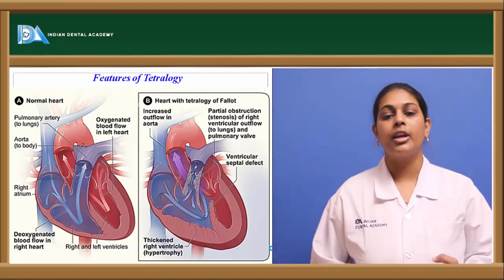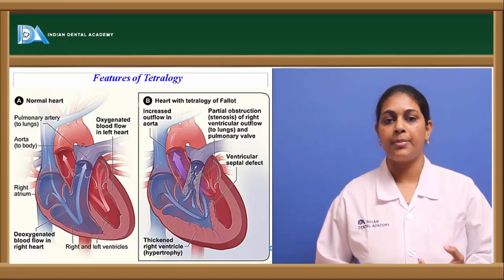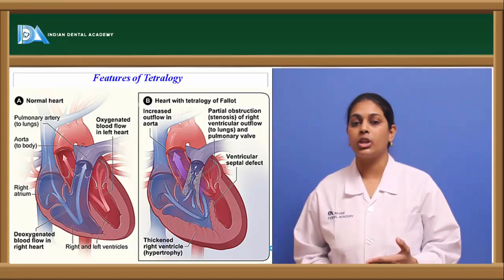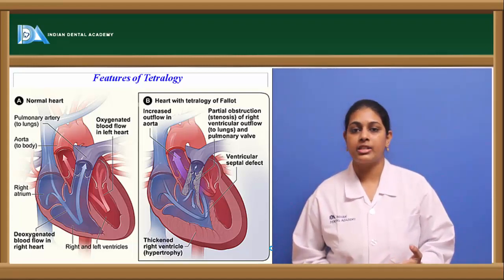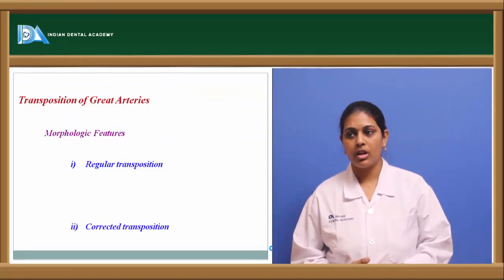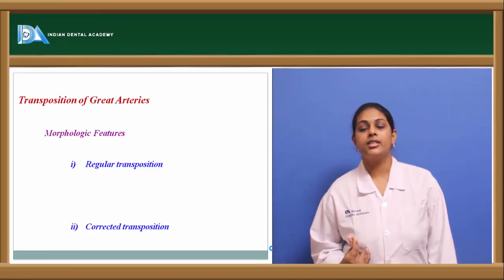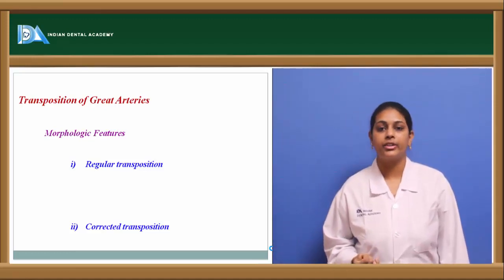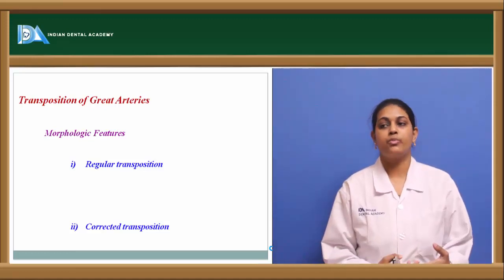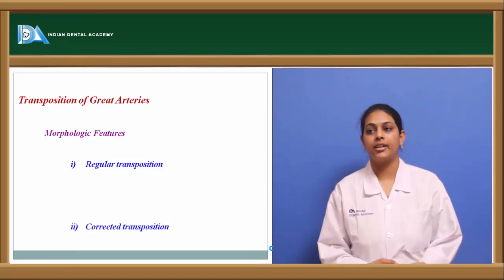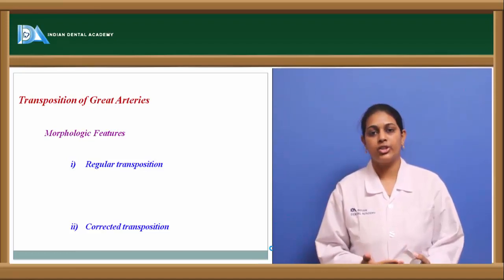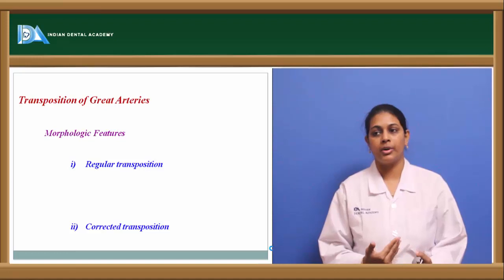And there's also thickening of the right ventricle, which is known as hypertrophy. So these are the changes that we see in the features of Fallot's tetralogy. Coming to the transposition of the great arteries, there is the regular transposition and the corrected transposition. Transposition itself means there is a change in the position of the arteries among the great arteries.